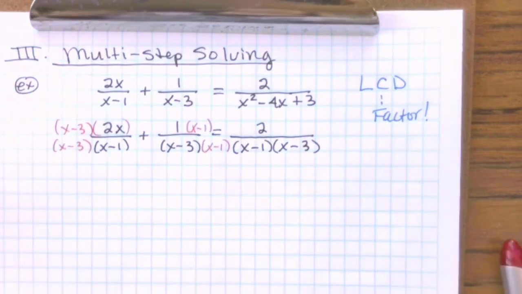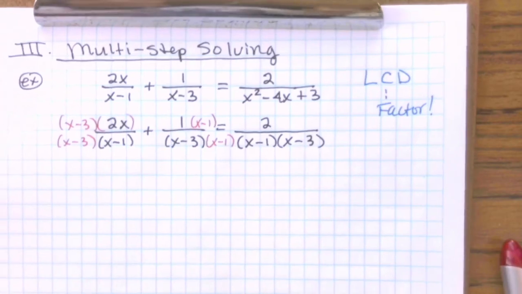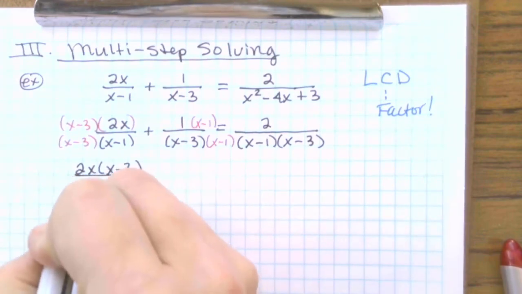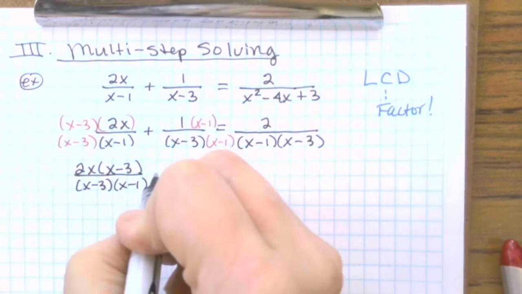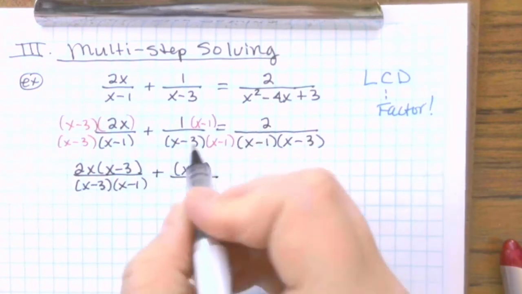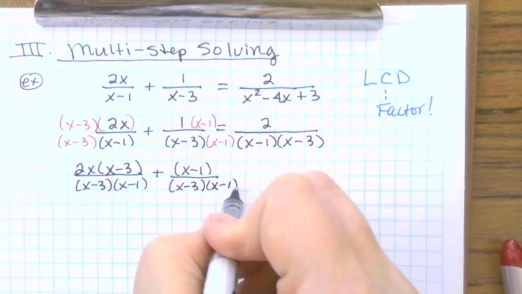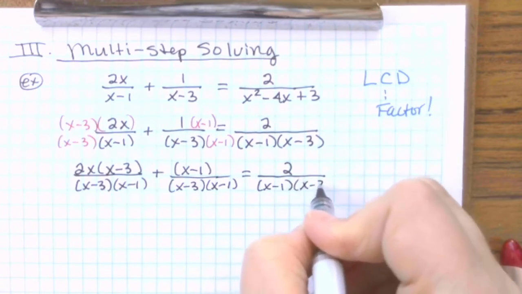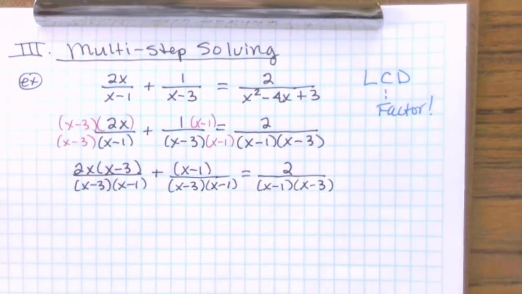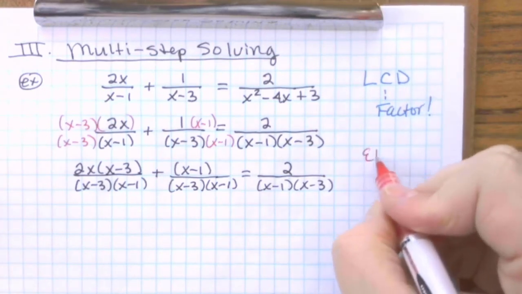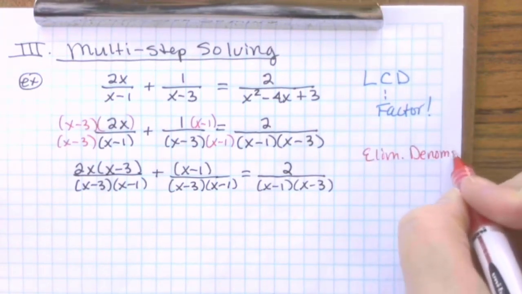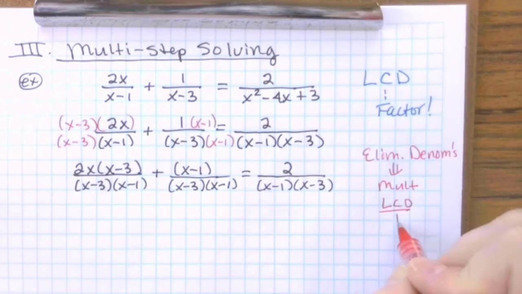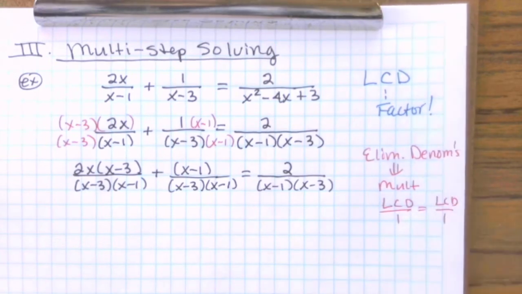Okay, again, the next step is not one you would normally write, but this is notes, so we're going to write it in the notes. So we have 2x times x minus 3 over x minus 3 times x minus 1 plus x minus 1 over x minus 3, x minus 1 equals 2 over x minus 1, x minus 3. That's what we have so far. So here is the money move. To eliminate the denominators, you're going to multiply by the lowest common denominator over 1 on both sides.